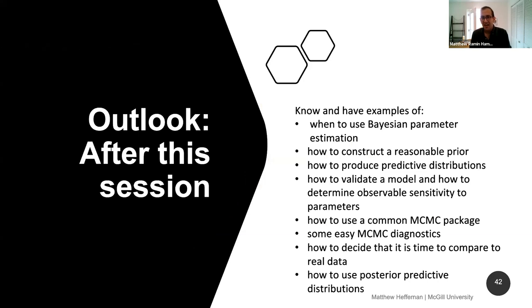That's always good. And what I'd like to have everyone be comfortable with after the session is to know when to use Bayesian parameter estimation, how to construct reasonable priors, how to produce these predictive distributions, both prior and posterior, how to validate models and determine if your observables are sensitive to the variation of your model parameters, and how to use a common MCMC package that is used in production publications and studies. I'm going to show you an easy MCMC diagnostic, how to decide it's time to compare to the real data, and how to interpret these posterior predictive distributions for improving your modeling and your own studies.